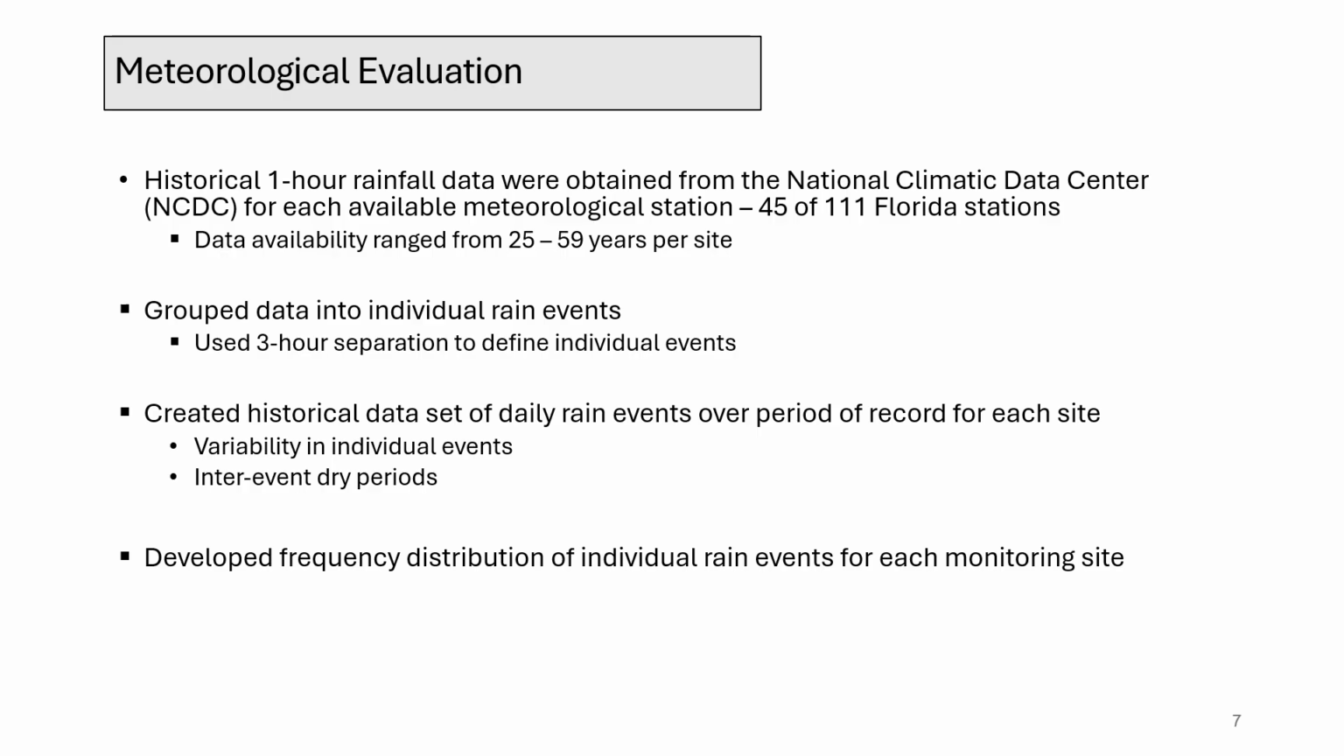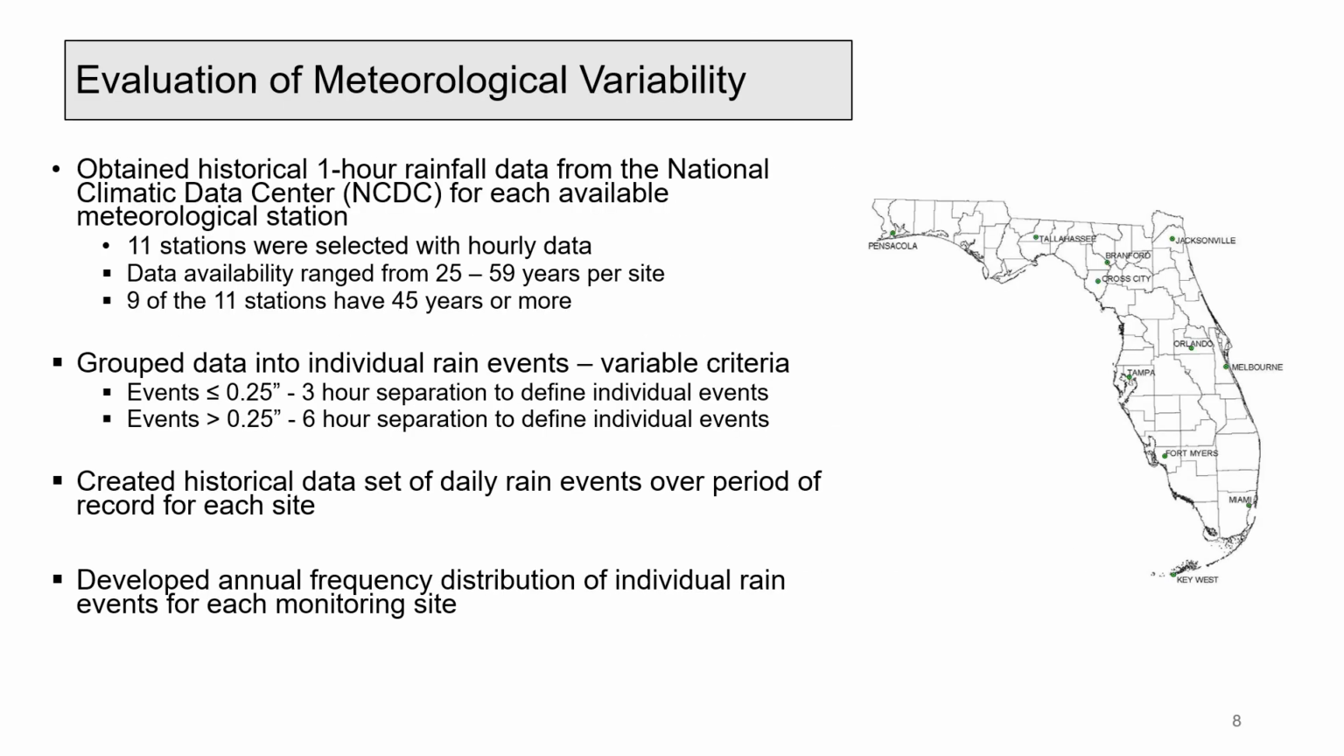To evaluate meteorological variability, we first obtained historical 1-hour rainfall data from the National Climatic Data Center, or NCDC. We carefully selected 11 meteorological stations, each providing robust hourly data. The availability of this data varied significantly, ranging from 25 to 59 years per site, with a strong majority, specifically 9 out of the 11 stations, possessing 45 years or more of continuous records.